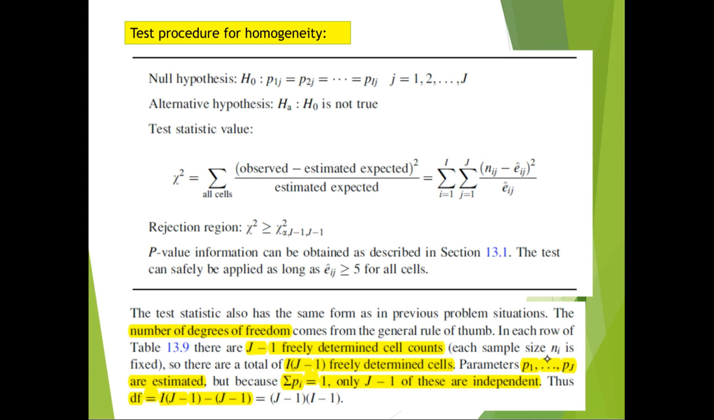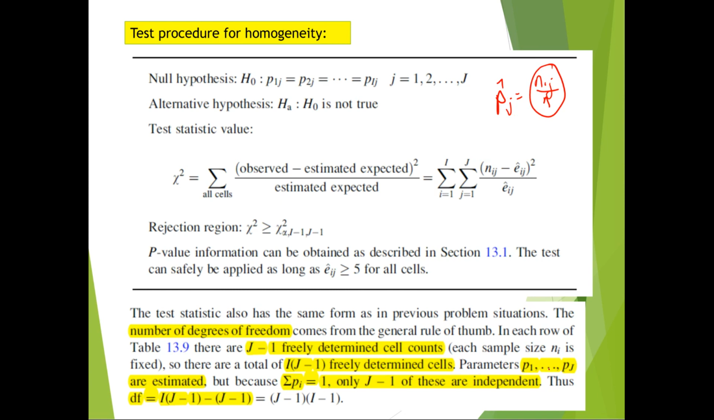But we also estimated P1 to Pj, remember, with P hat J being n dot J divided by n. So we had to estimate J parameters, but they all add up to 1. Therefore, it's actually J minus 1 parameters that are being estimated.